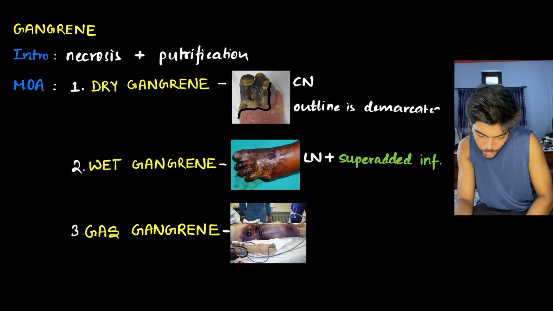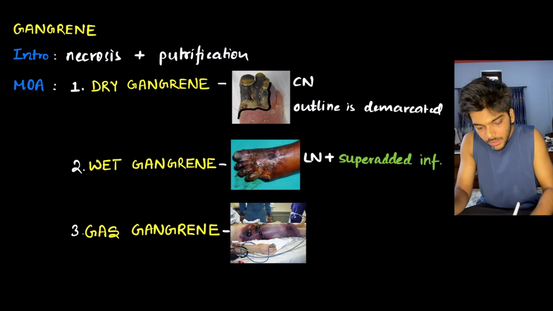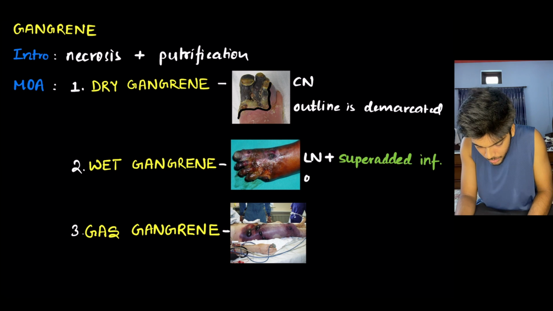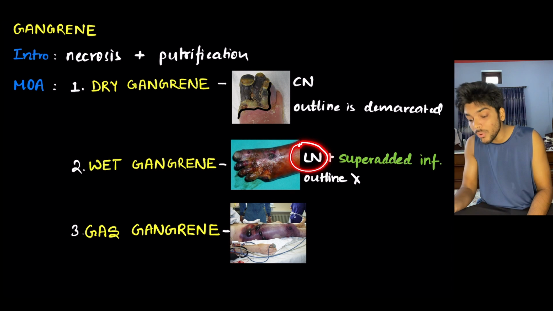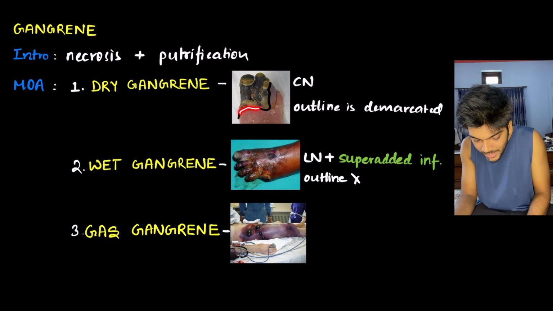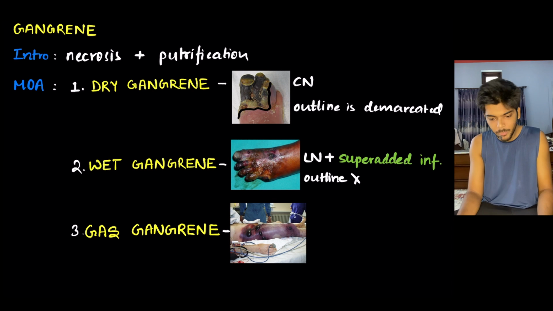In wet gangrene, can you see the outline? No. It kind of overlaps over one another. So outline is not visible. So there is no outline. Simple, that's it. That's dry gangrene and wet gangrene. Dry gangrene, coagulative necrosis. Wet gangrene, liquefactive necrosis along with infection. Dry gangrene, outline is demarcated. Wet gangrene, outline is not demarcated.